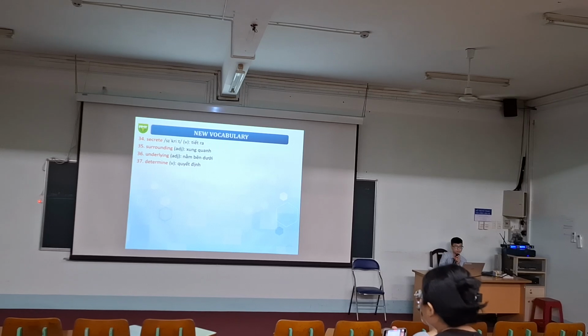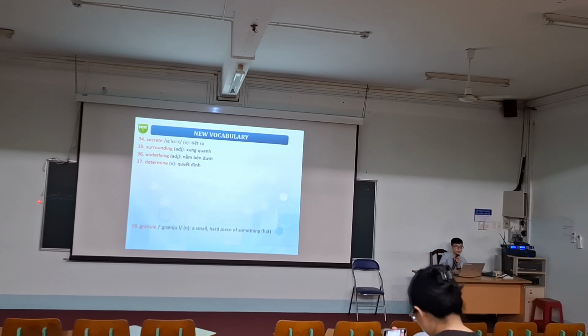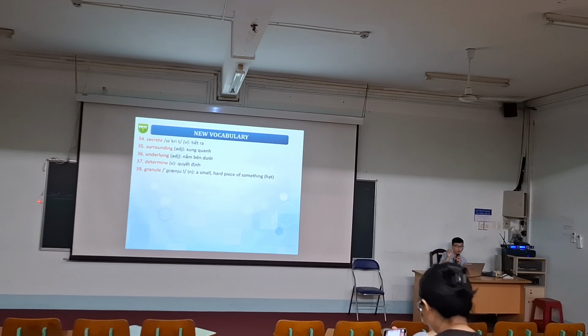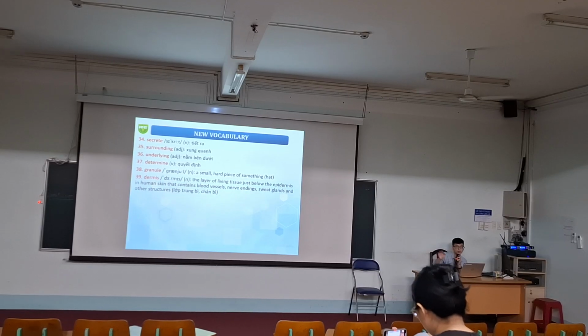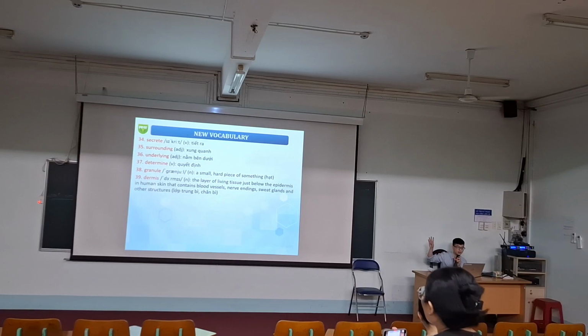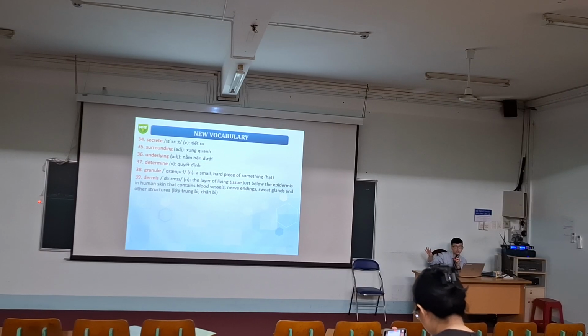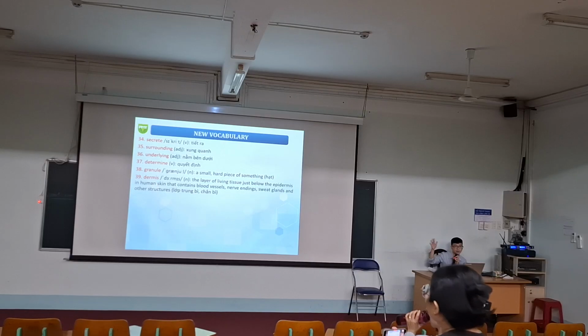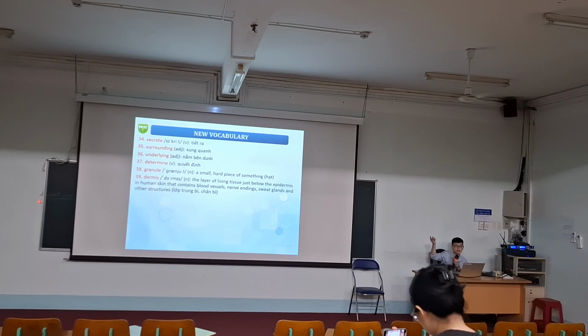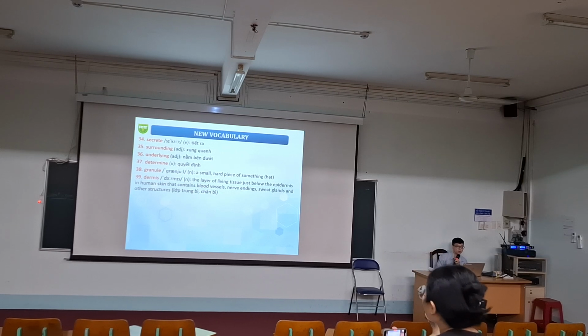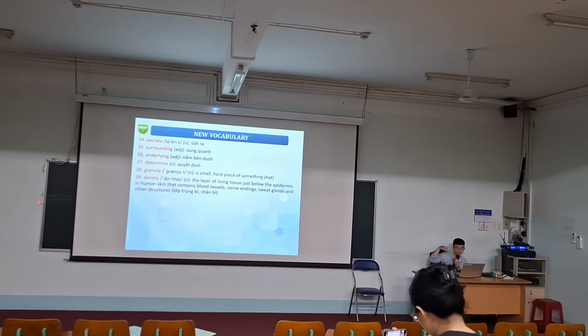Determined: decide, determine. Granule: a small hard piece of something is called a granule. Dermis is the second layer of the skin, the layer of living tissue just below the epidermis. In human skin, it contains blood vessels, nerve endings, sweat glands, and other structures. The second layer after the epidermis is the dermis.